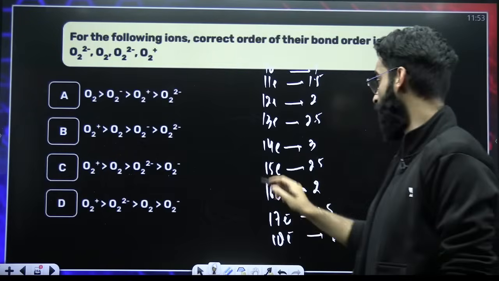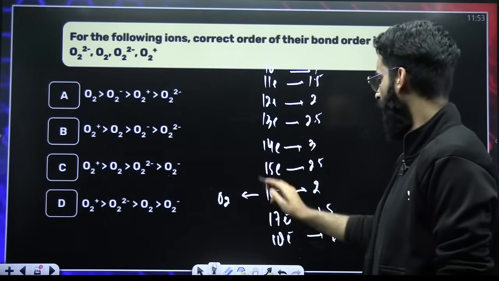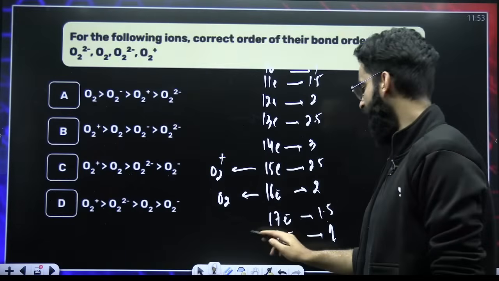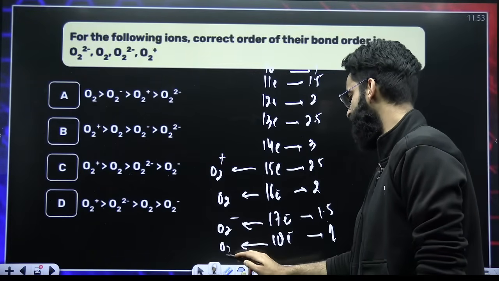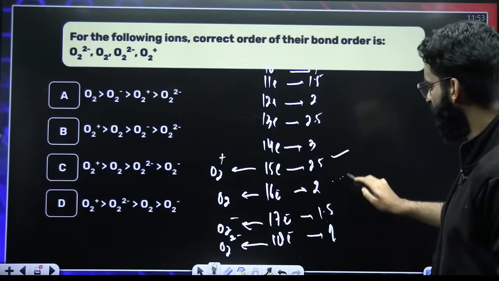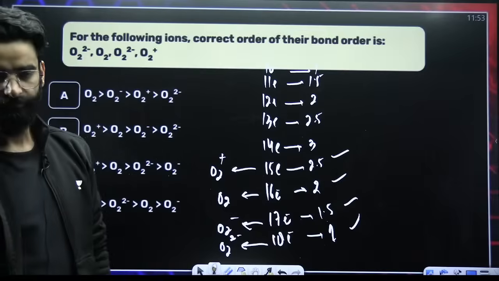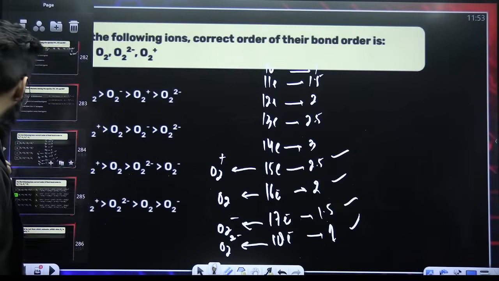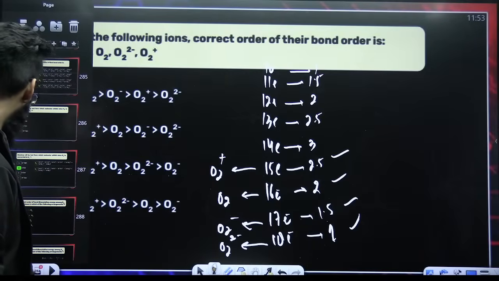Right? Now O2. O2 is a 16 electron species. O2 positive is a 15 electron species. O2 negative is a 17 electron species. And O2 di-negative is an 18 electron species. Now arrange them on the basis of their bond orders. Done? Simple. We are done here.